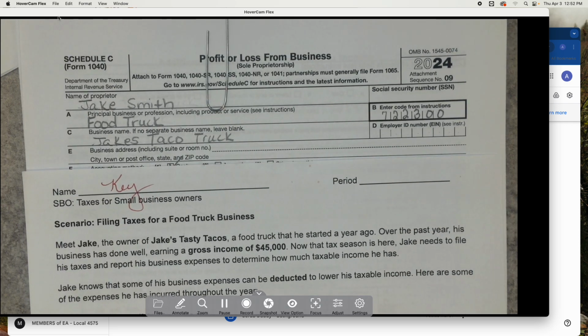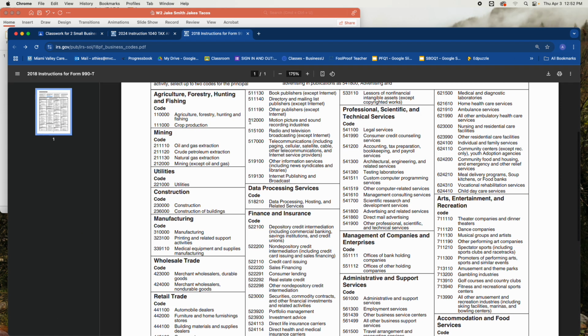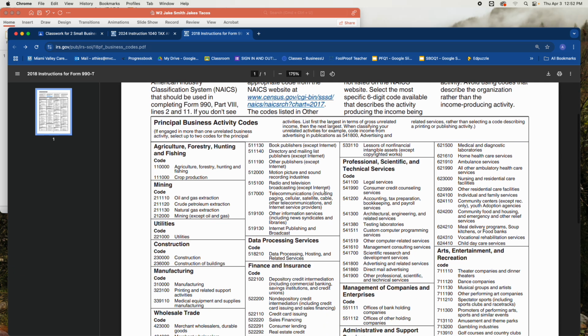So this guy's name is Jake Smith. We could put his social security number here. This is a food truck. This is for Jake's Taco Truck is the name of the business. Business code. Now again, this can vary year to year. So you always want to go in and double check the business activity codes.